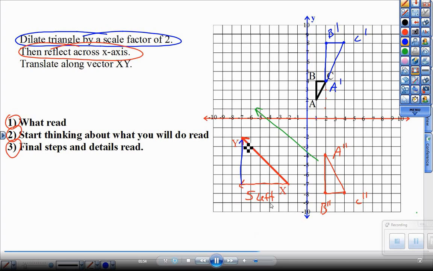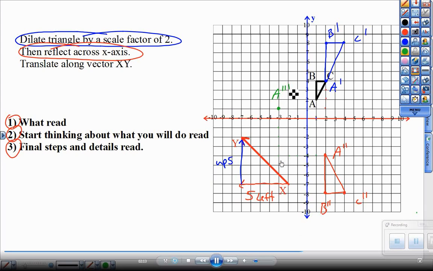So again, that arrow, left 5, up 5. Every point here for A, B, and C, left 5, up 5 will be the final resting place. Left 5, up 5. The second word is do. Do. And again, do that for point B double prime.